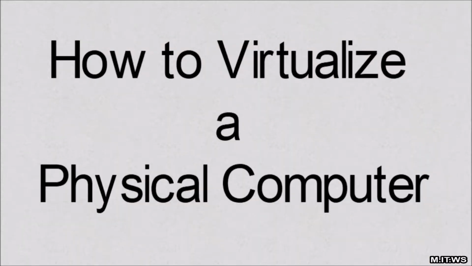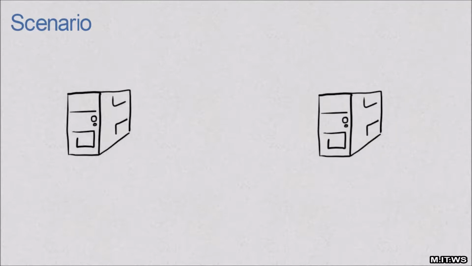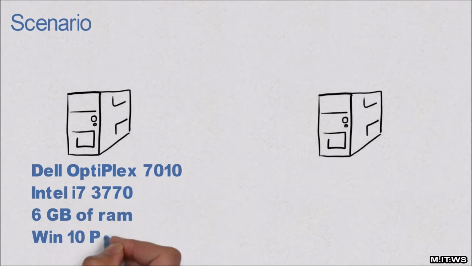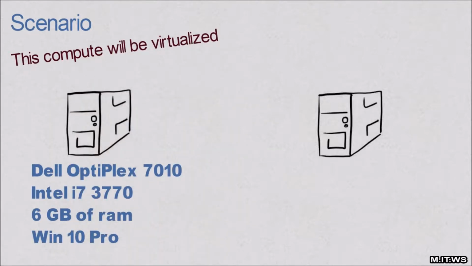In this video I'm going to show you how to virtualize a physical Windows computer and take it somewhere else. So this is the scenario. I have two physical computers, two tower PCs. The first one is going to be a Dell Optiplex 7010, Intel i7, 6 GB of RAM, and Windows 10 Pro. Well, the version doesn't really matter, it can be Home. And this is the computer that is going to be virtualized. So using a Microsoft software tool, we're going to make a copy, a snapshot of this computer, and we're going to take it somewhere else.